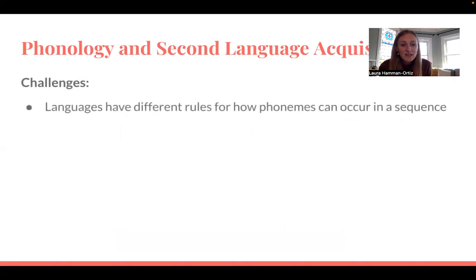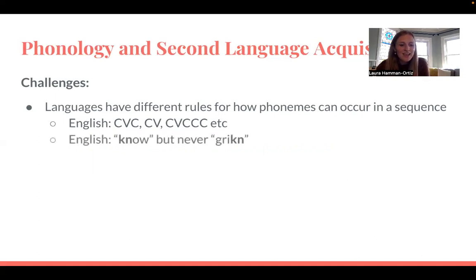Another challenge is that languages have different rules for how phonemes can occur in a sequence. So that has to be learned explicitly sometimes when you're learning a new language. So in the book, it talked about how English has certain rules about where vowels and consonants can fall. Consonant, vowel, consonant, consonant, vowel, consonant, vowel, consonant, consonant, consonant. So there's different ways that we can put phonemes together that work, and other ways that don't. We would never have a word that is just all consonants, right? Consonant, consonant, consonant. We use vowels in English to be able to make sounds and make words.